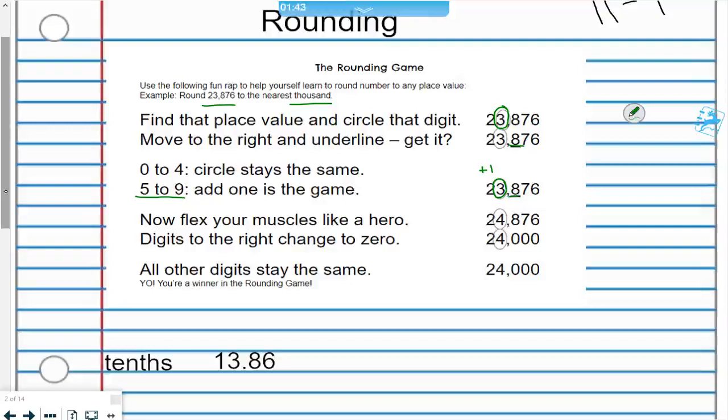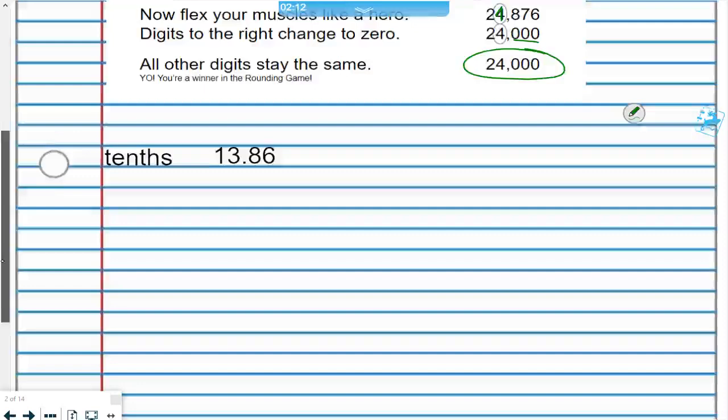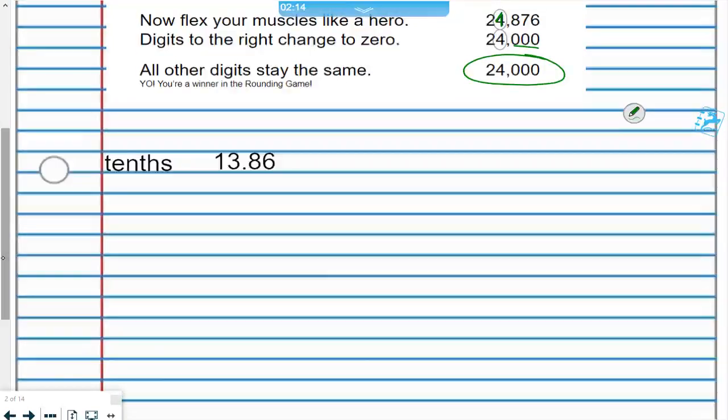Now flex your muscles like a hero. Now we're going to turn all the digits to the right to 0. So if we round 23,876 to the nearest thousand, our answer is 24,000. Yo, you're a winner in the rounding game. Okay? So we're going to keep moving here to our tenths place.